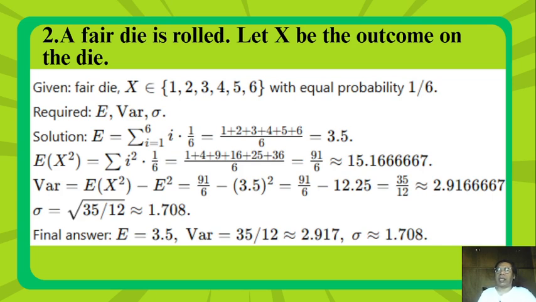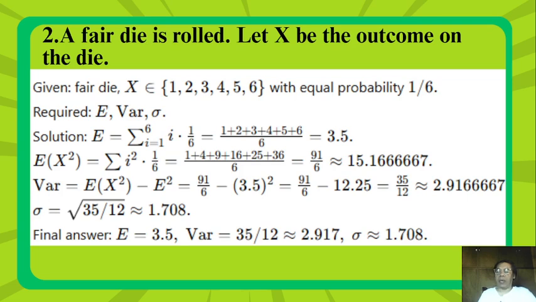Isn't it that there are outcomes? So the total number of outcomes is 6. And then the probability of 1 is 1 over 6. The probability of 2 is 1 over 6. The probability of 3 is 1 over 6 because there's only one 3 in our fair die. And also with the 4, the 5, and the 6.